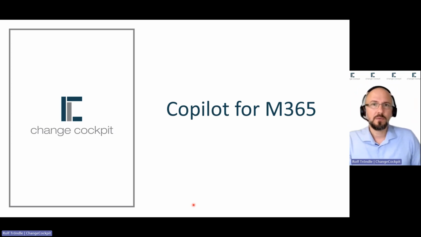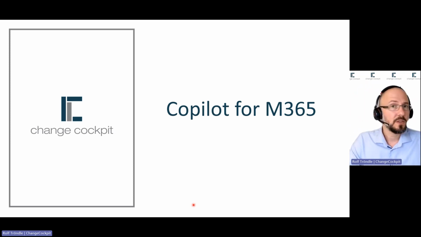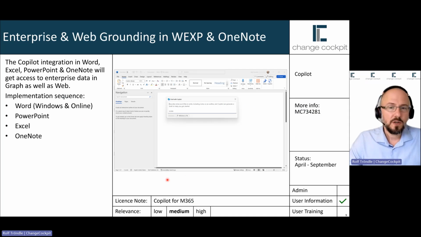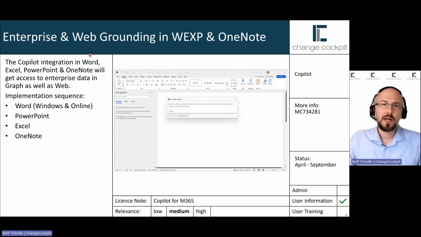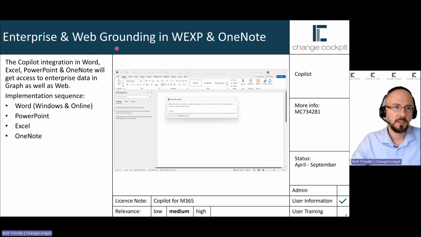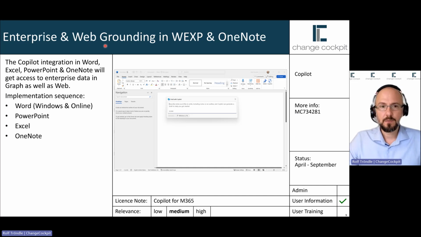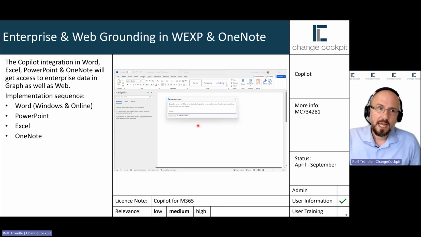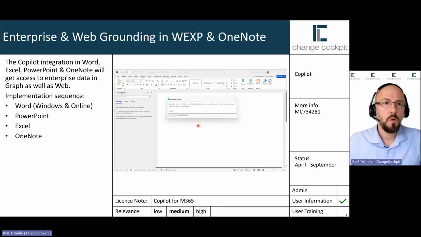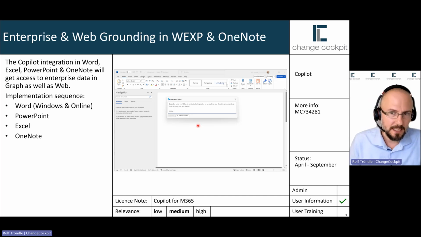So let's start with the workload Copilot for Microsoft 365. First change this month is enterprise and web grounding in Word, Excel, PowerPoint and OneNote. What does this mean? Copilot for M365 in Word today has no graph grounding. This means that Copilot isn't able to access your Microsoft search engine, your full text index of all your own documents in your tenant.